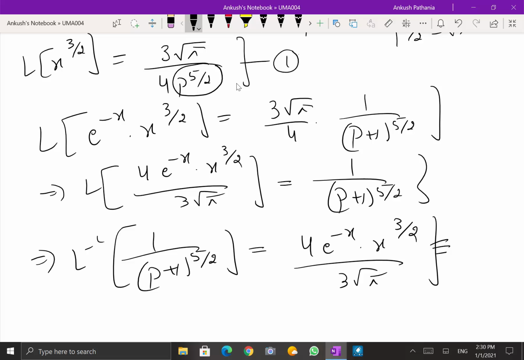So this completes the question for this type of problem, where you have x raised to power n, where n is a real number, and in addition you use the first shifting property. With this I now close this lecture, and in the next lecture we will be doing the inverse of some other properties. And with this, let me close the lecture. Thank you. Thanks a lot.